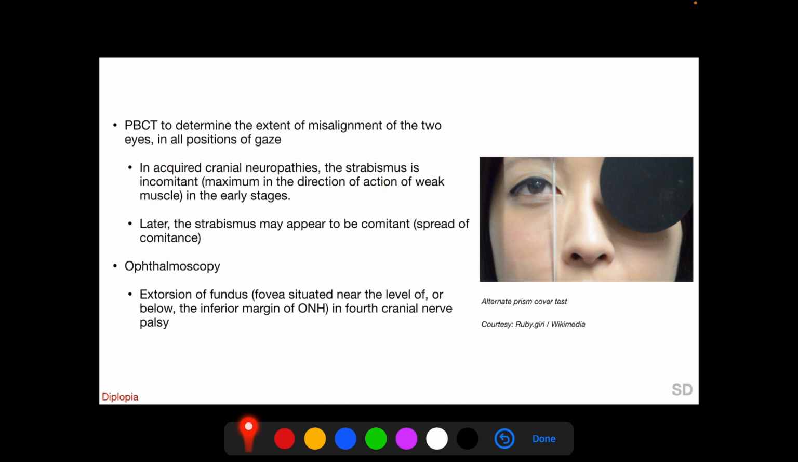The extent of misalignment is maximum in the direction of action of the weak muscle. However, later on, the strabismus may appear to be comitant, with the extent of misalignment appearing to be similar in all positions of gaze. In addition to a double Maddox rod test, torsion of the eye can also be detected with the help of ophthalmoscopy. In superior oblique palsy, we will find extorsion of fundus in ophthalmoscopy, wherein fovea will be seen to be situated near the level of or below the inferior margin of the optic nerve head.